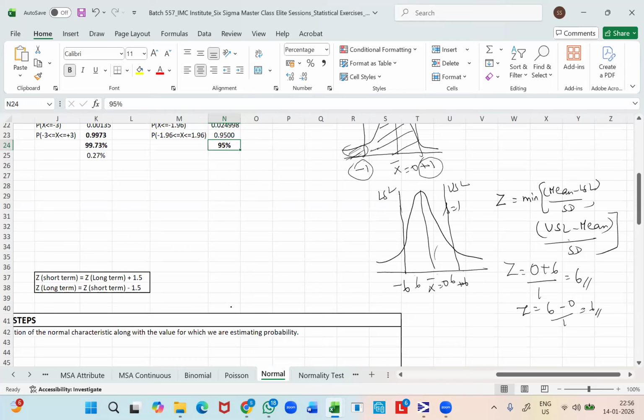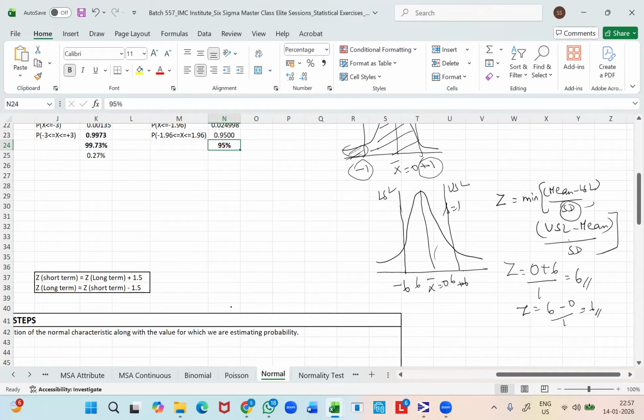So if you dissect this sigma level formula, what we can actually find out is the standard deviation is in the denominator, right? Standard deviation is a metric which would help us to quantify the variation in the process performance, right? But then you find the standard deviation in the denominator in the Six Sigma or the sigma level formula, right?